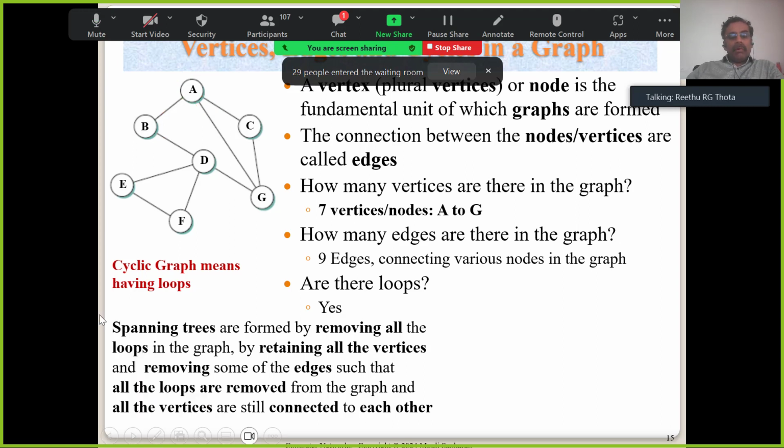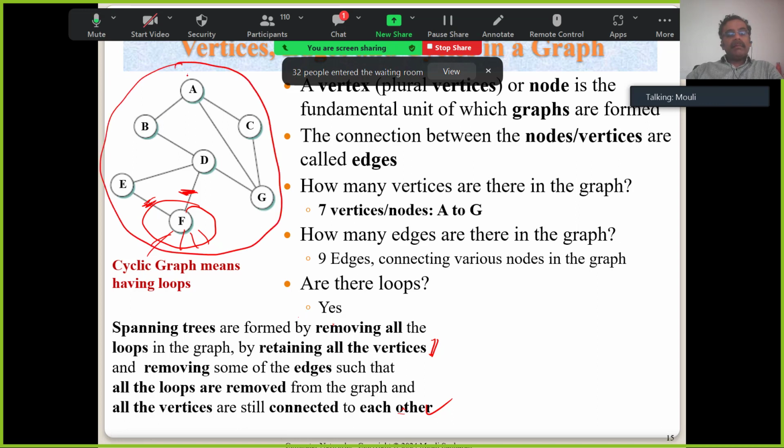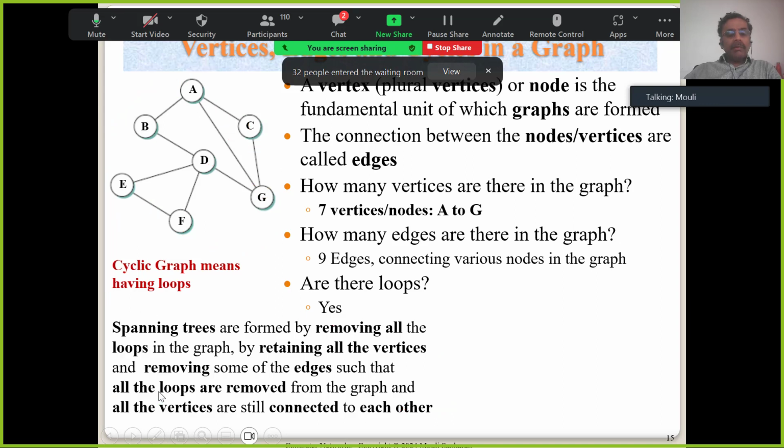Okay, so what is a spanning tree? It removes all the loops in the graph while retaining all the vertices. We are not going to knock off any vertices, only remove some of the edges such that all the loops are removed from the graph. All the vertices are still connected to each other. You have to make sure that all the vertices are still connected. We don't want isolation of these two links. We cannot disconnect, because then any host connected to this particular segment will be disconnected from the rest of the world. So effectively you have to understand that this is one logical LAN with multiple physical LAN segments connected through either bridges or switches with multiple ports, and we are trying to make sure that all of them are still connected.